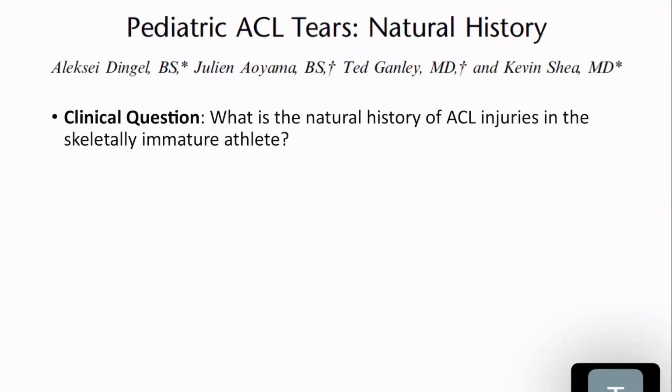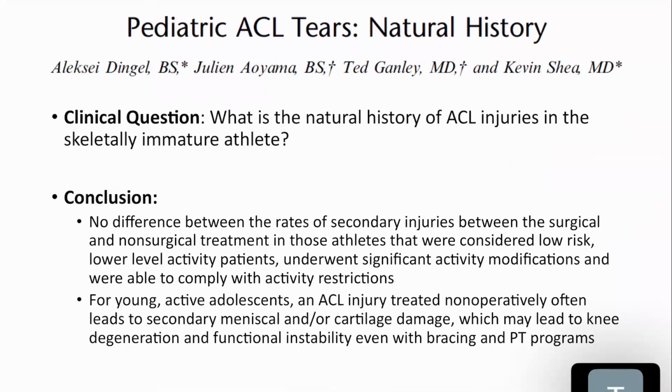In 2019, Dr. Shea and Dr. Ganley published a paper on the natural history of pediatric ACL tears, and they found that non-operative treatment for the skeletally immature athlete may be a viable treatment pathway for those who are able to comply with physical activity restrictions, and also could be considered in those aged younger than 14 years where there's an incomplete ACL rupture that's observed on the MRI and on physical exam. So they have a near normal physical exam. They also found that even with bracing and physical therapy programs, active athletes treated without surgery appear to have concerning rates of secondary meniscus injuries after the primary ACL injury event.